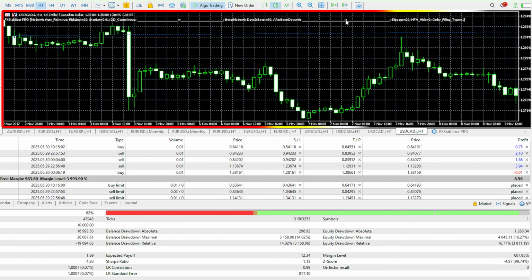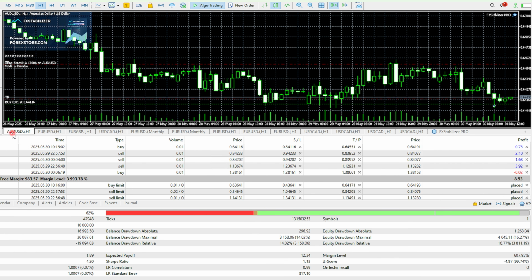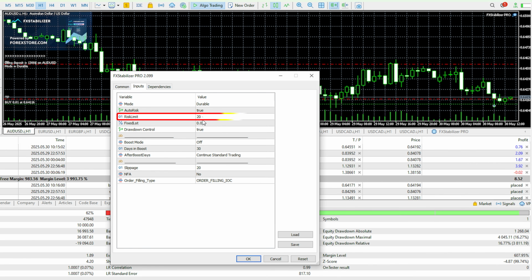But for this live account, if I show you the Aussie, for example, you will see that we selected to trade with 20 risk limit and the auto risk is true, which means that it is adjusting the lots according to the balance in the account.